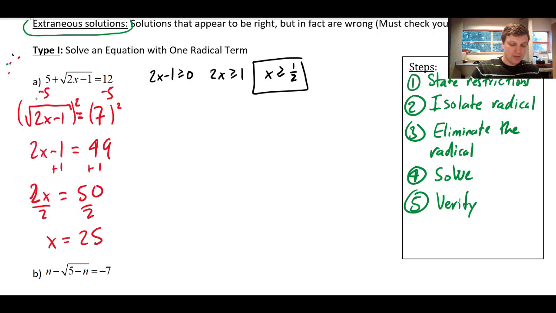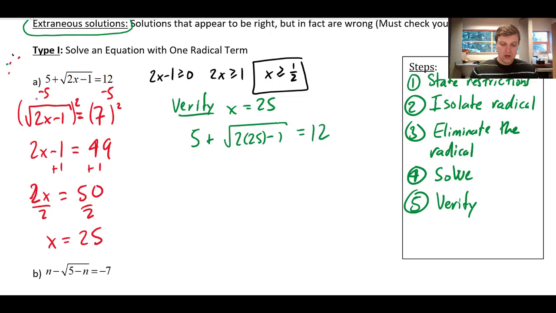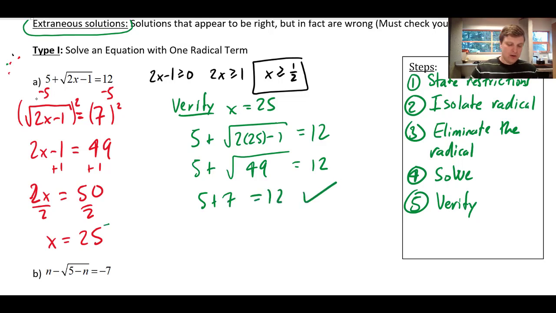So I'm going to go back to my original equation, and I'm going to verify x equal to 25. Note that it doesn't conflict with my restriction, so that's a good sign. But I still need to put it back in the original equation. So 5 plus the square root of 2 times 25 minus 1 equals 12. Is that true? Well, this is like 5 plus the square root of 49 equals 12. Yeah, 5 plus 7, that equals 12. So I'm verified, so now I know that this answer is good.